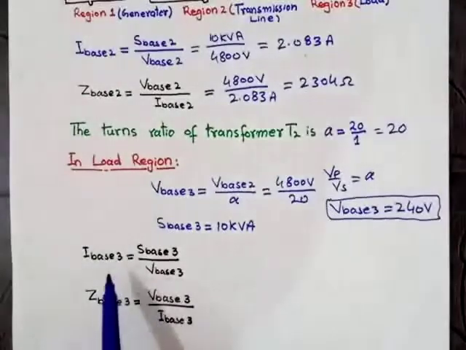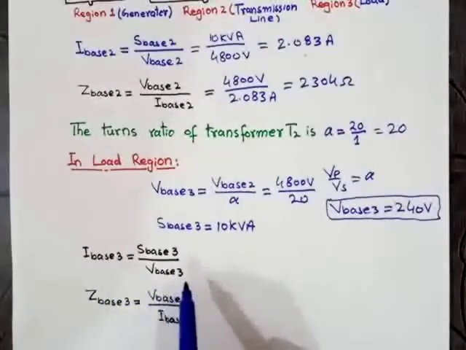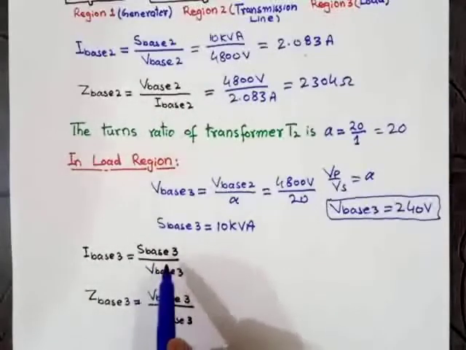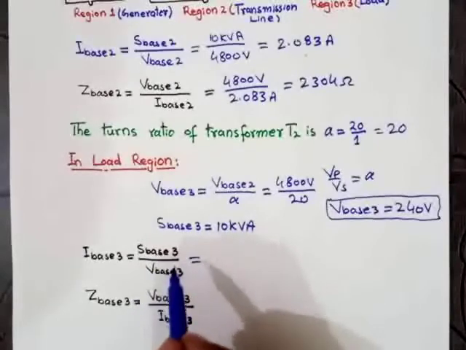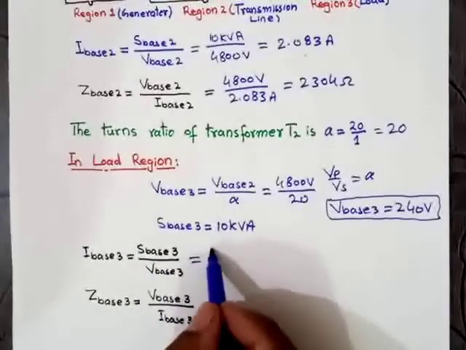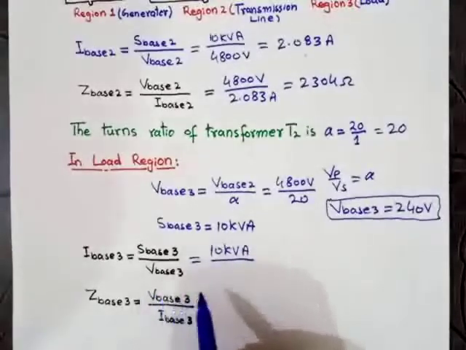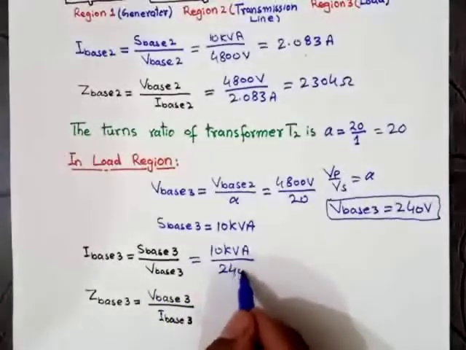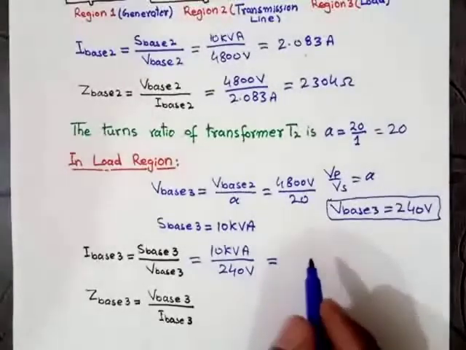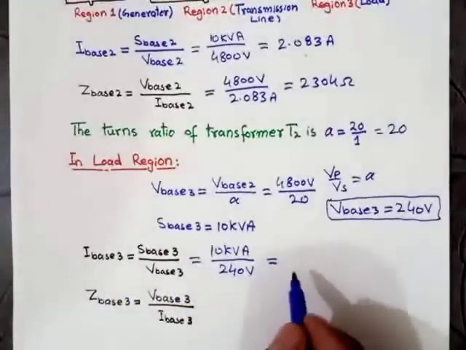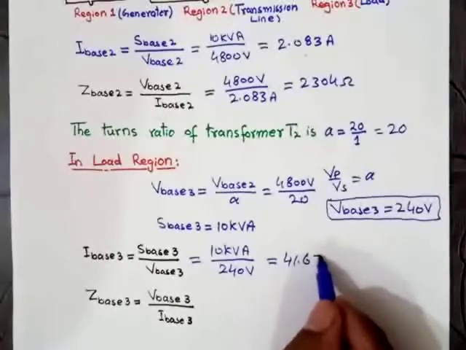So as we know, I base 3 is equal to S base 3 over V base 3. Putting the value of S base 3 and V base 3 in this equation, we get the value of S base 3 is equal to 10 kVA and the value of V base 3 is equal to 240 volt. After solving this equation, we get the value of I base 3 is equal to 41.67 ampere.